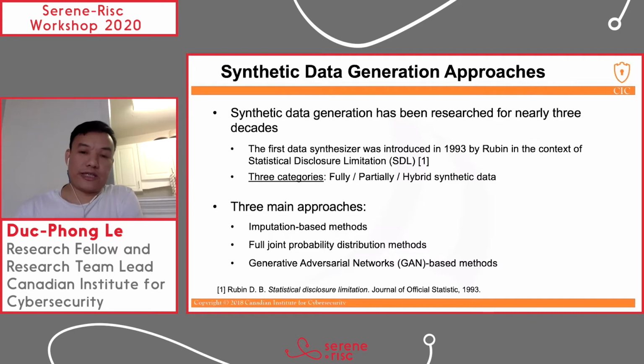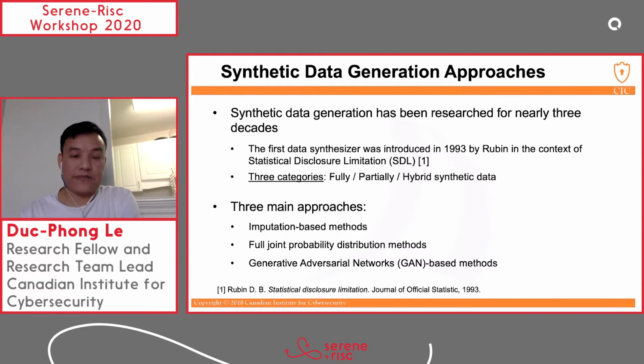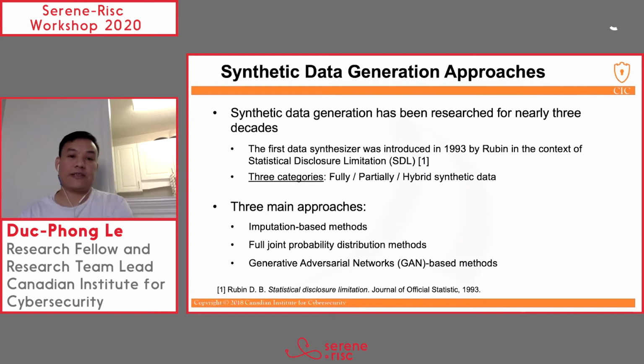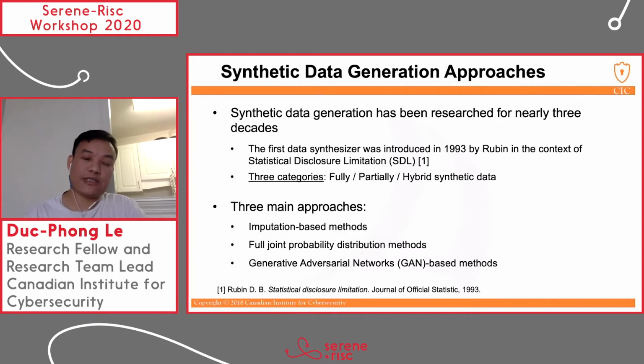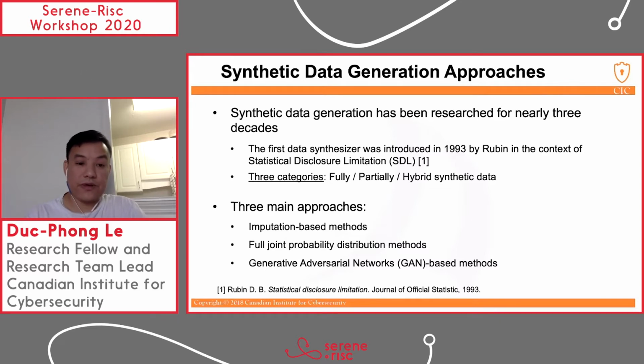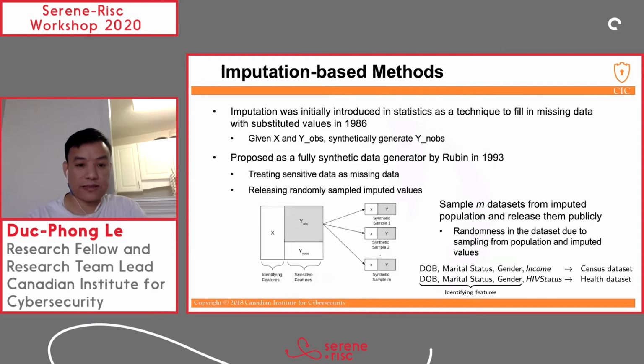Synthetic data generation has been researched for nearly three decades. The first work was in 1993, in the context of statistical disclosure limitation. And basically, there are three categories of synthetic data: fully, partially, and hybrid synthetic data. So far, there are three main approaches: imputation-based methods, full joint probability distribution methods, and deep learning methods.